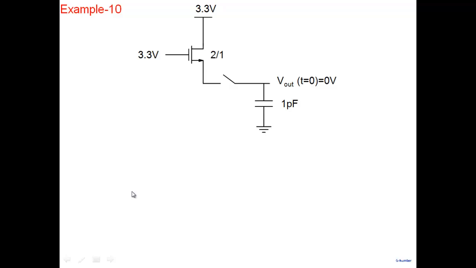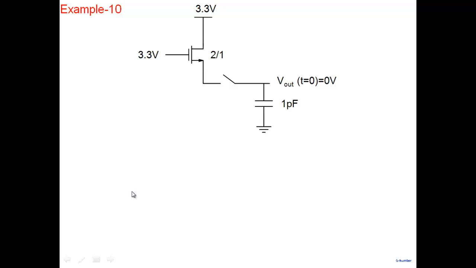So this keeps on charging till what voltage will it charge? It will charge to about 2.3 if the threshold voltage is 1 volt. And as it charges to 2.3, 3.3 minus 2.3 is 1 volt. It sort of stops there. It charges up to 2.3 and it won't charge further.